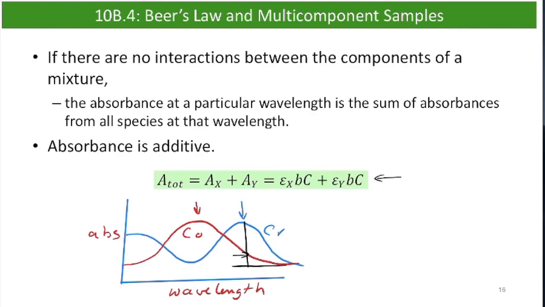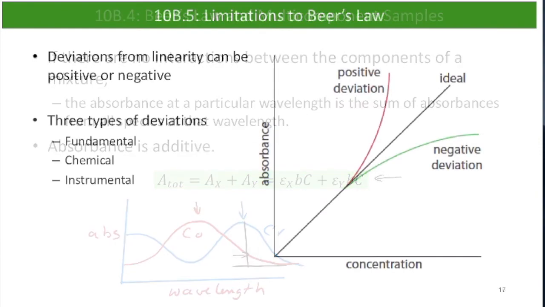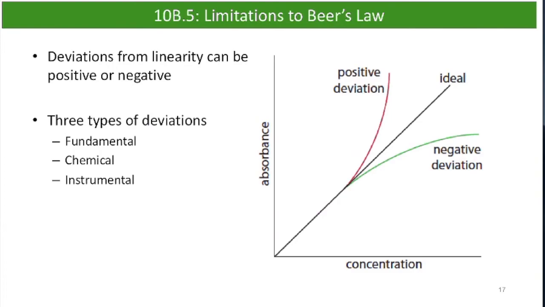And from there we can determine the concentration of cobalt and chromium. Now this particular lab we're not actually doing, so you don't have to worry too much about this, but just know that absorbances are additive. So I'm going to end off here with some limitations to Beer's law.